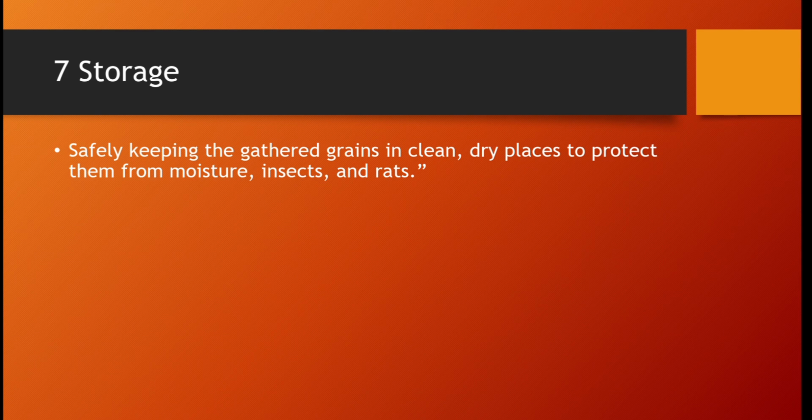Now the seventh and final step which we come across is the transportation and storage of the harvested crop in a safe place to protect the grain or the harvested plant of the crop from insects, from moisture, from rats or anything unwanted, or maybe just dust.